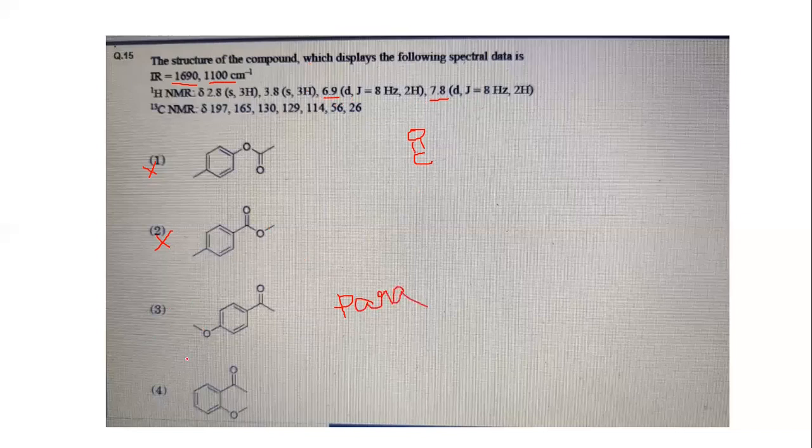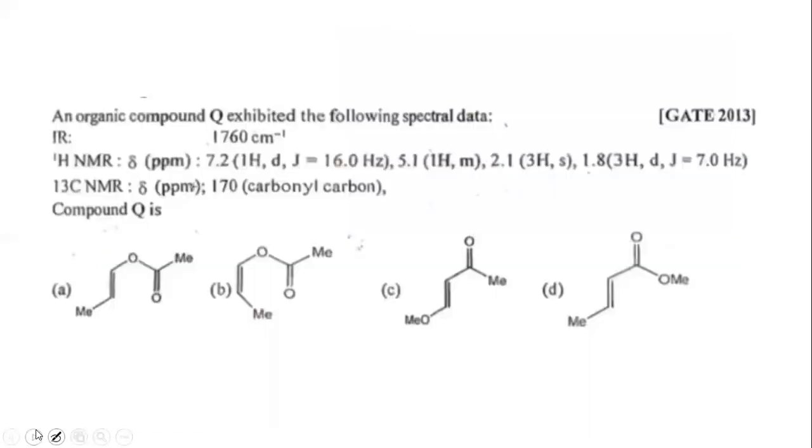So of the 3 and 4, 3 is the correct answer and 4 can be ruled out. Let's go to the next question. This question was asked in GATE 2013. An organic compound Q exhibited the following data.